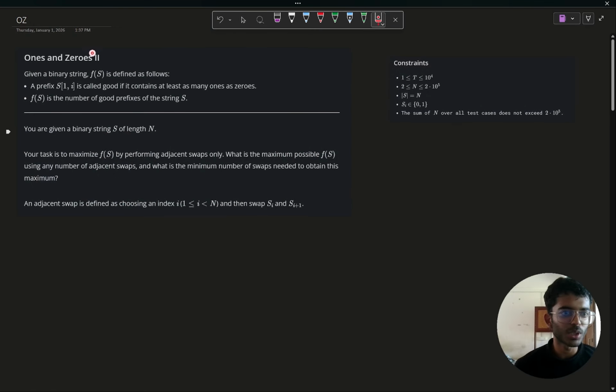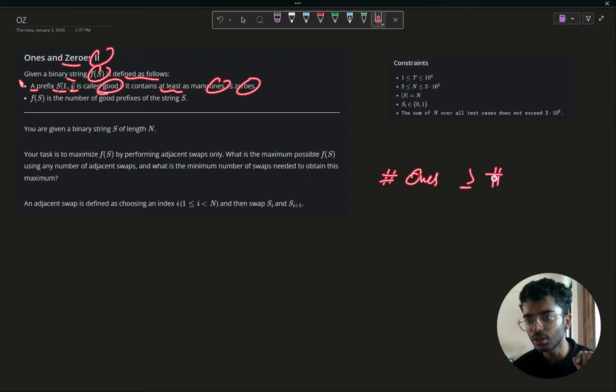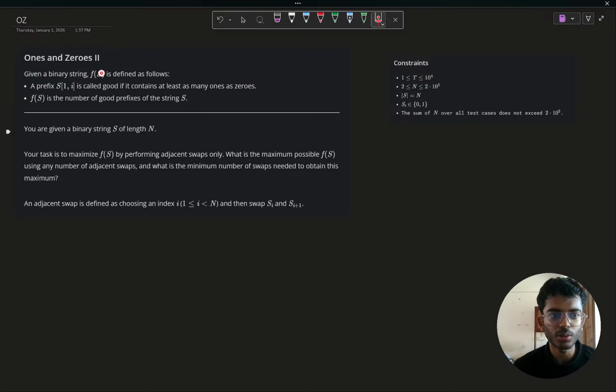So yeah, today's question is Ones and Zeros 2. In this question, we're given a binary string, and f of s is defined as follows. A prefix s[1, i] is called good if it contains at least as many ones as zeros. So if the count of ones is greater than or equal to the count of zeros in that prefix, then we call the prefix good. Now, f of s is the number of good prefixes in the whole string s. So this is how f of s is defined on a string s.